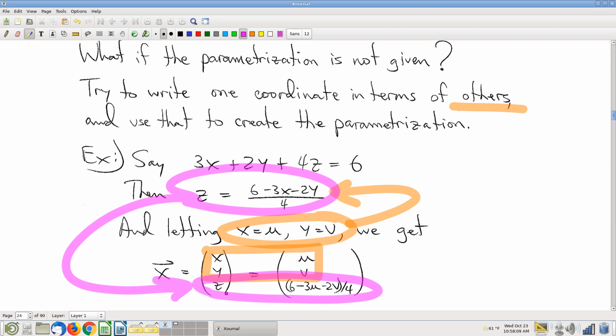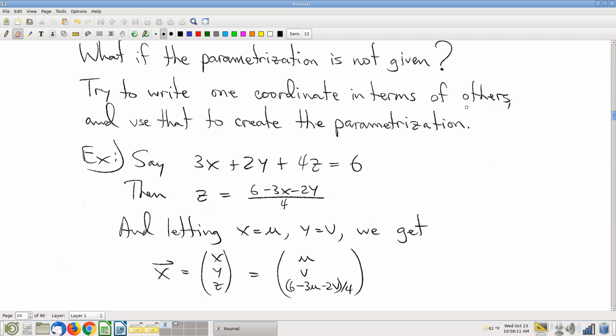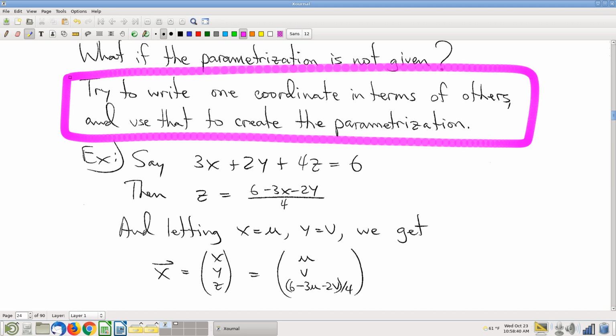It's like I say, it's a really easy two-step process. Solve for one of the variables in terms of the others. Let the others be your parameters, U and V, and celebrate. Here it is. I have X, Y, and Z as functions of two parameters, U and V. I have a parameterization. Isn't that nice? So please take this trick seriously. I think this is a very valuable tool for parameterizing things.